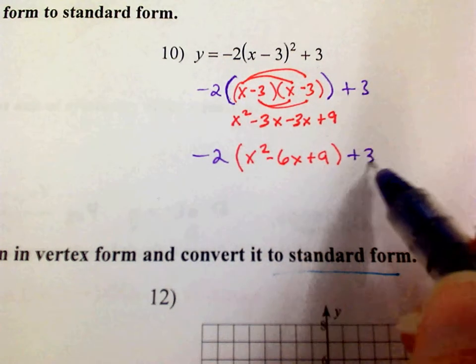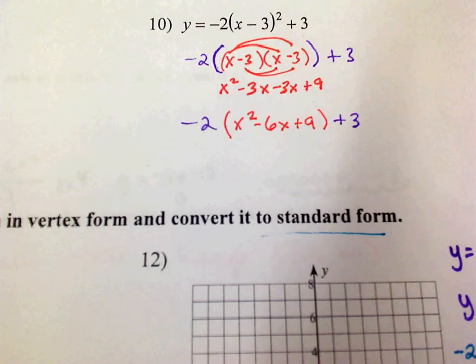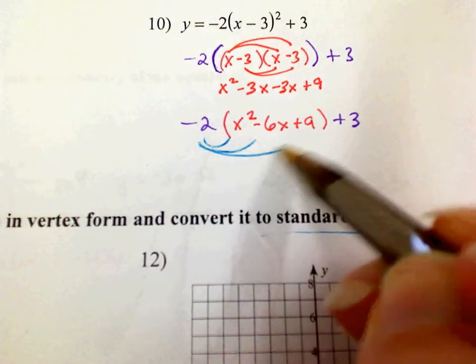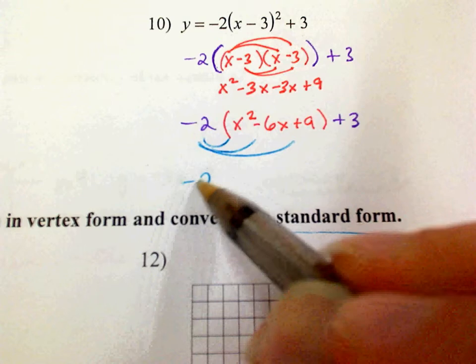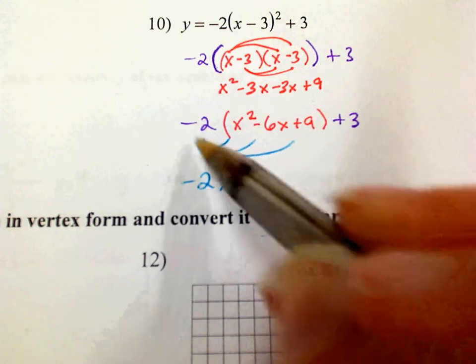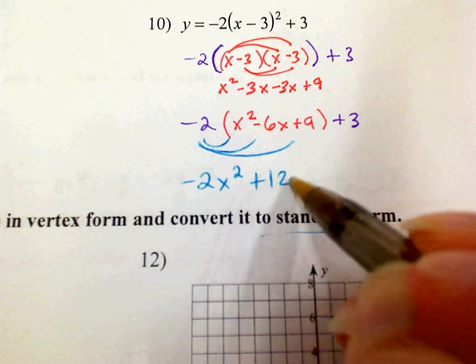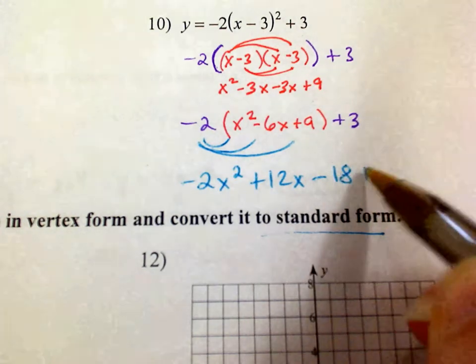What are you going to do next? So basically, distribute. Good. That's what I'm looking for. Guys, you have to remember to do this first and then distribute this. So what's negative 2 times x squared? Negative 2x squared. What's negative 2 times negative 6x? Positive 12x. What's negative 2 times 9? Negative 18 plus 3.